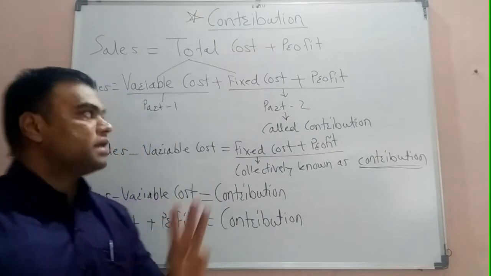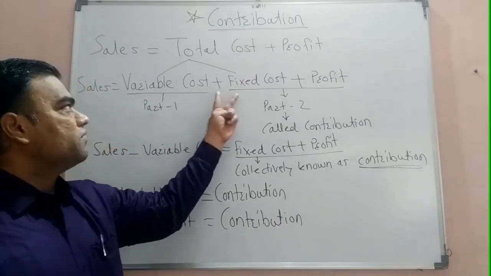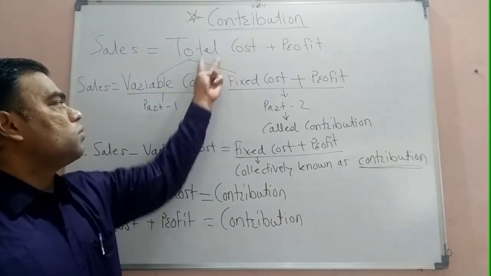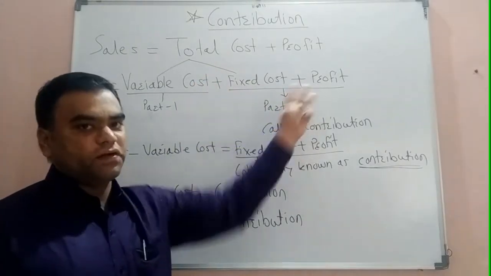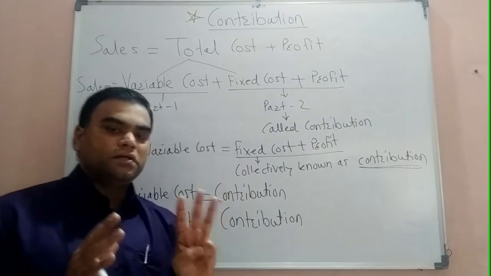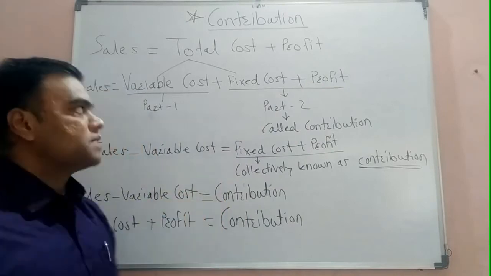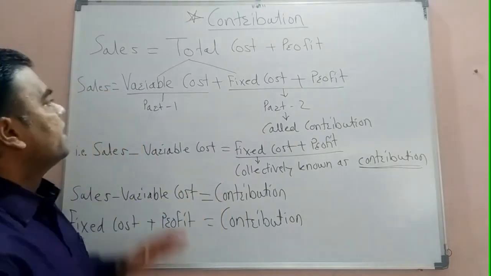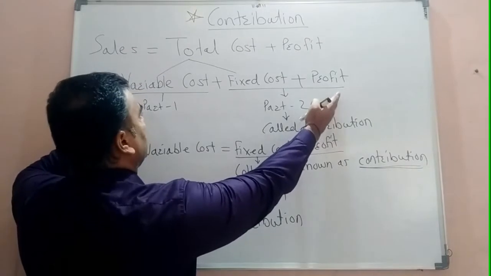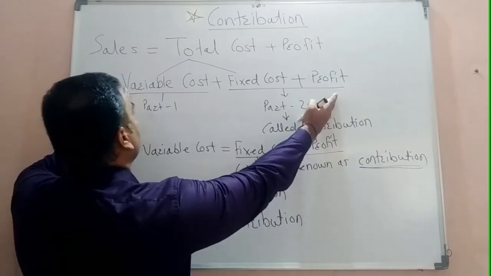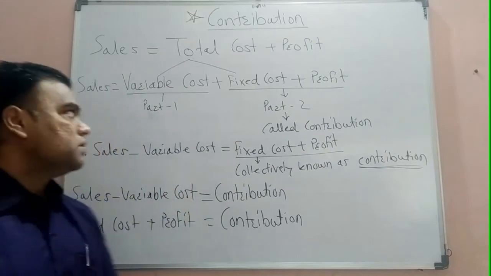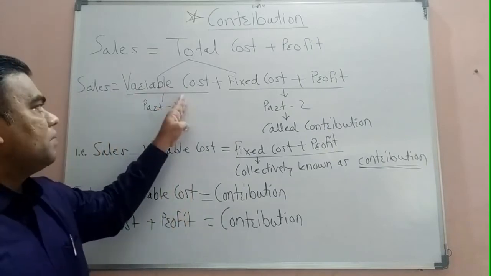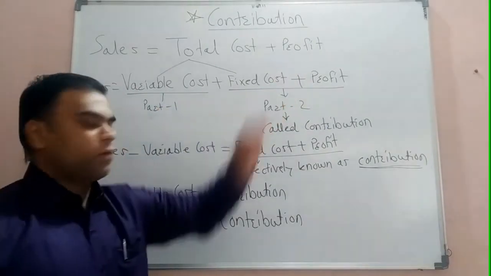Which are these three items? Variable cost and fixed cost together make total cost, and the third is profit. These three are the contents of sales. We can say collectively variable cost, fixed cost, and profit are known as sales. So sales include these three items: variable cost, fixed cost, and profit.